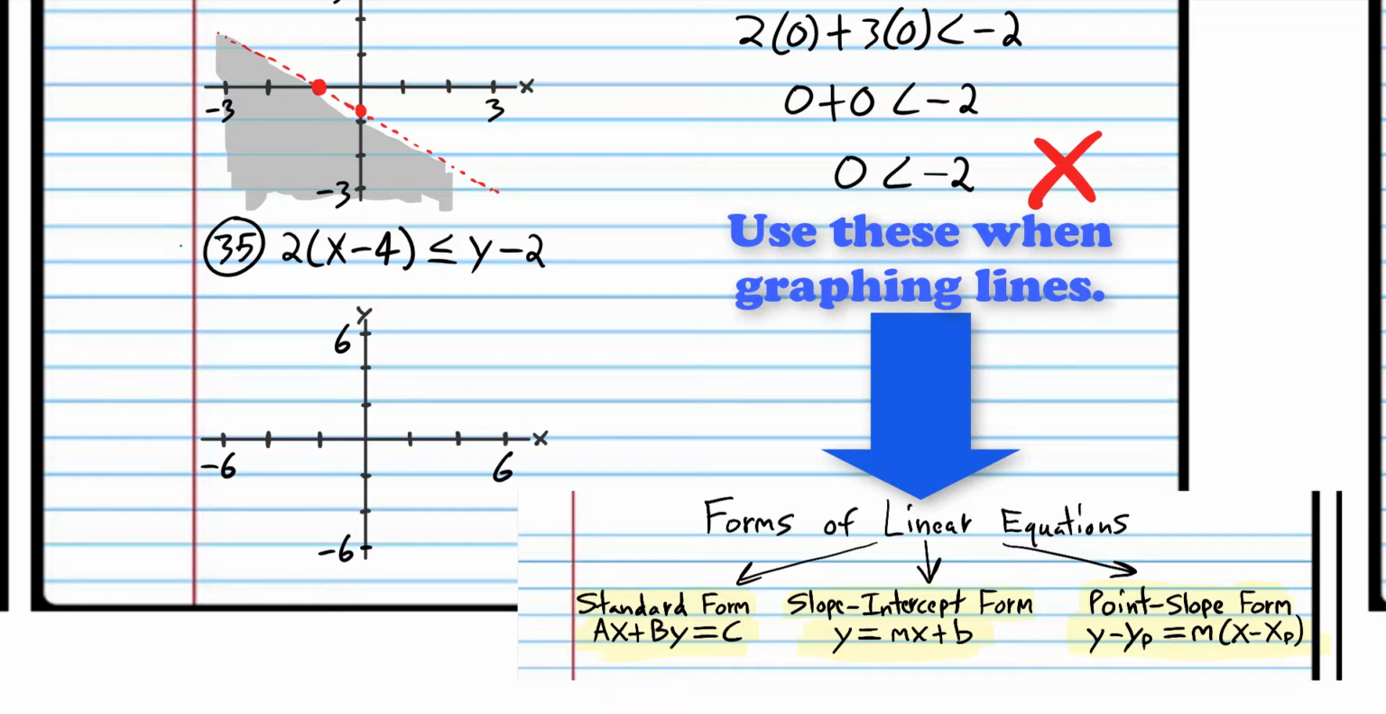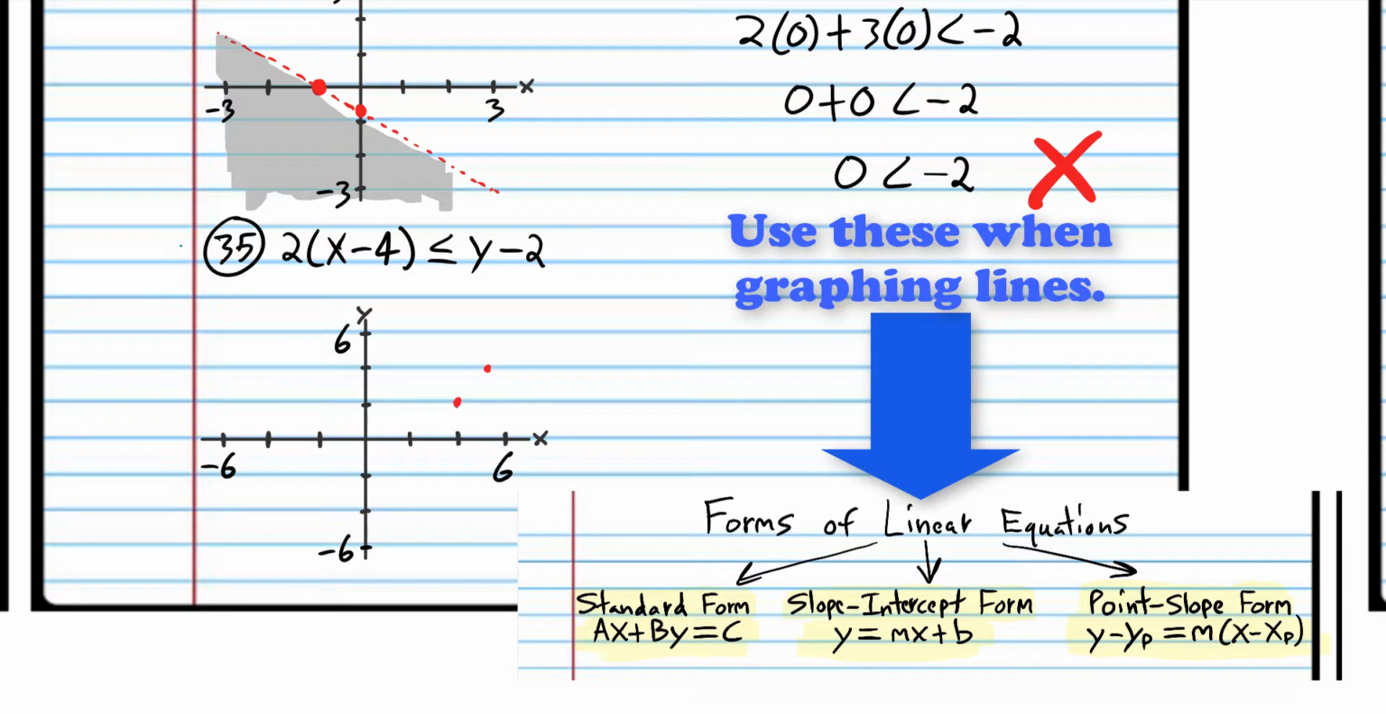All right, we're back. So our point is going to be 4, 2. So 1, 2, 3, 4, 1, 2. Mark that point. Our slope is 2, which is the same thing as 2 over 1. So the rise is 2 and the run is 1. So going up 2 and over 1 puts us about there.